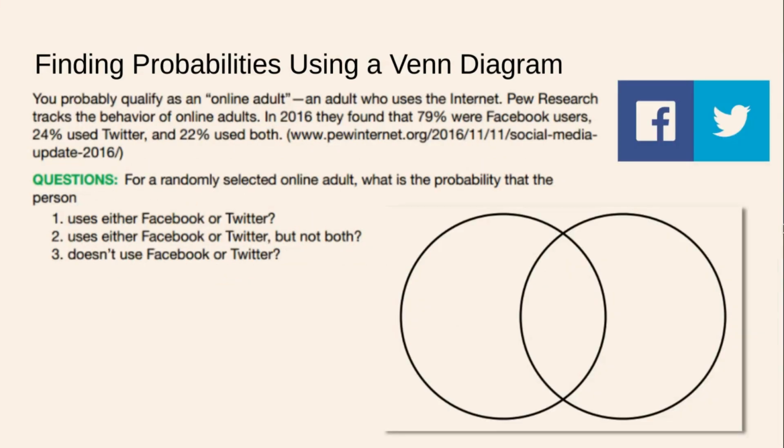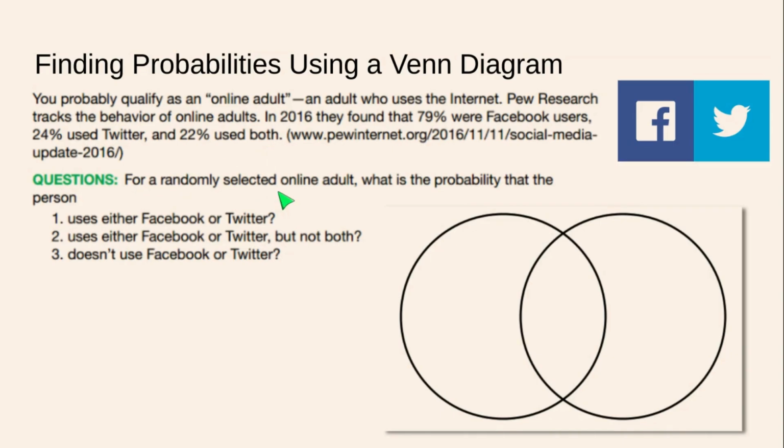Now let's do a problem where we need to start by building our own Venn diagram from scratch. You probably qualify as an online adult, an adult who uses the internet. If you're not there, you're quite close. Pew Research tracks the behavior of online adults. In 2016, they found that 79% were Facebook users, 24% used Twitter, and 22% used both. How they got that information, I don't know, and I'm not sure I want to know.